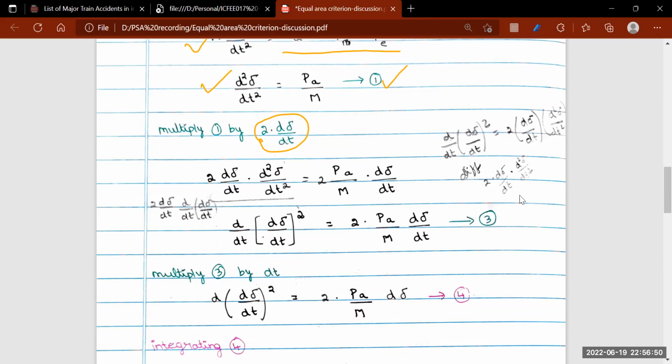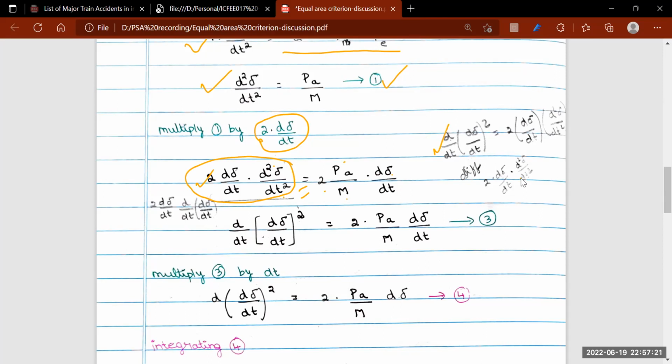So 2 into dδ/dt into d²δ/dt² is equal to 2 PA by M multiplied by dδ/dt. And this 2 dδ/dt into d²δ/dt², I can write as d by dt of (dδ/dt) the whole square.